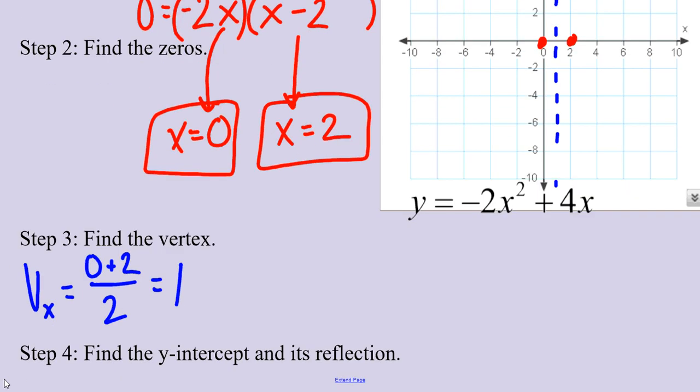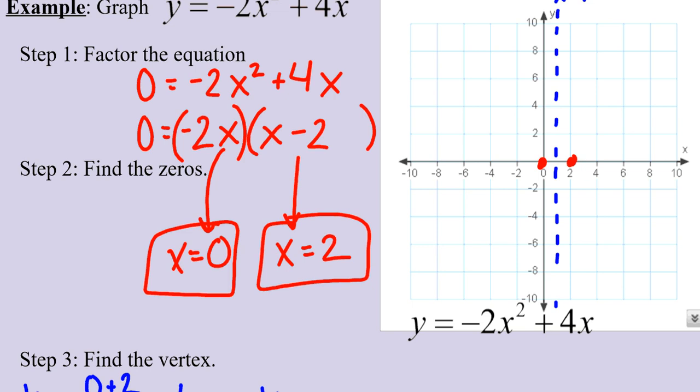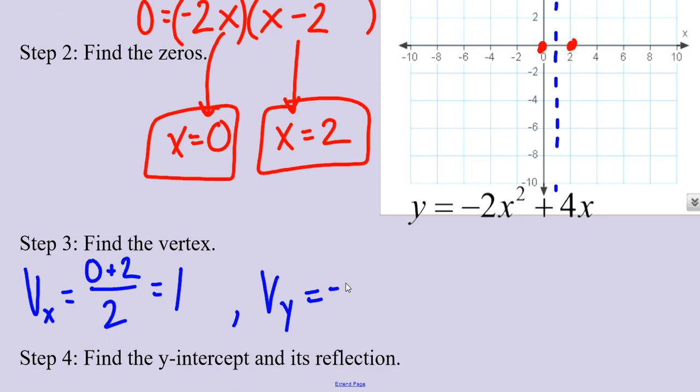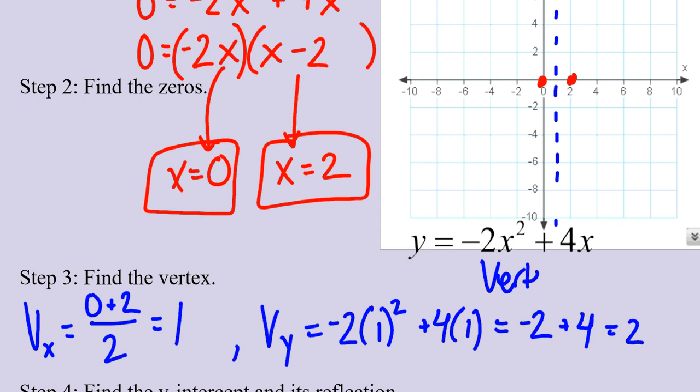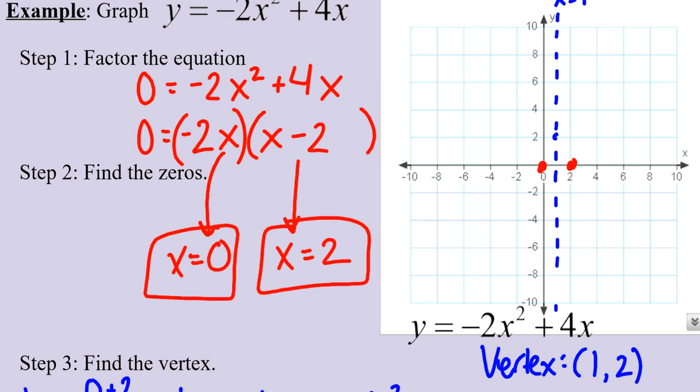If I know the x-coordinate for the vertex, how do I get the y-coordinate? Well, I put 1 into my equation for x. So it would be negative 2 times 1 squared plus 4 times 1. 1 squared is 1 times negative 2 is negative 2. 4 times 1 is 4. Negative 2 plus 4 makes 2. So now I know that my vertex, its entire point, is (1, 2). Located right there. The last point is my y-intercept.